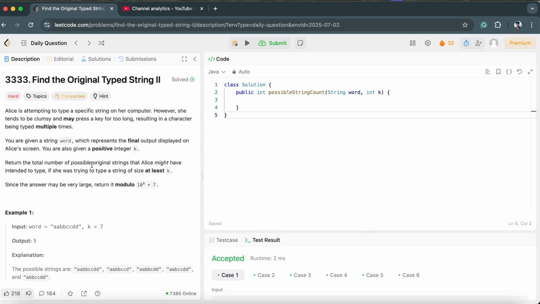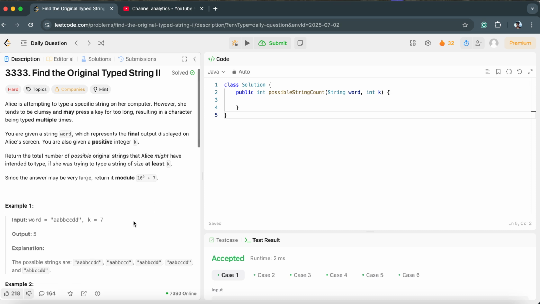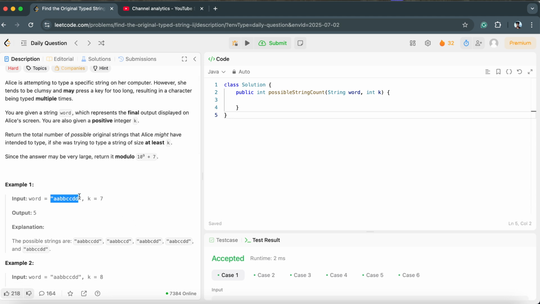So we have to return the total number of possible original strings that Alice might have intended to type if she was trying to type a string of size at least k. Since the answer may be very large, we have to return it modulo. So if this is the word that has been given, the k value is equal to 7. So at least 7 characters long strings we can have by removing a few of the characters, and whatever the possible strings that we can get, the count of that is what we have to write into the output.